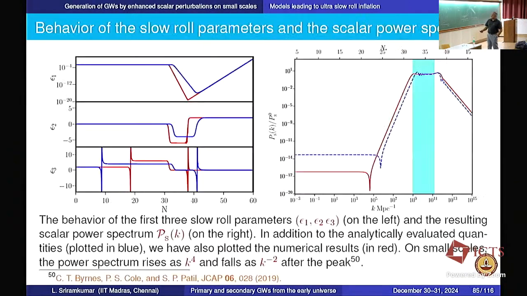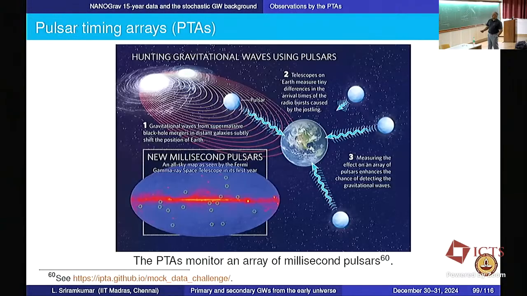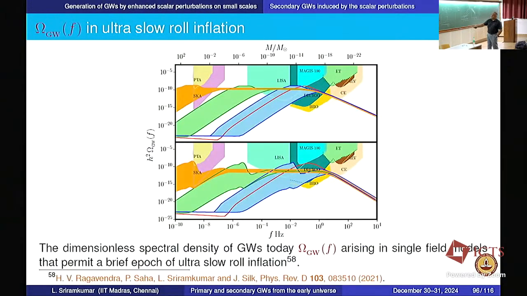The secondary tensor power spectrum is like 10 power minus 23, and that is what you would have if you did not introduce an epoch of ultra-slow inflation. But because you have introduced an epoch of ultra-slow inflation, which led to a rise in the scalar power, that has reflected in this rise in the secondary gravitational waves. And as you can easily see, some of those scenarios can be either observed by the gravitational wave observatory or at the most constrained by them.